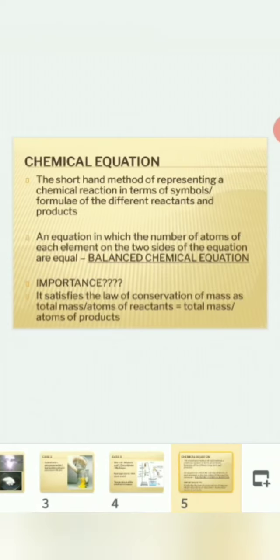What is a chemical equation? The shorthand method of representing a chemical reaction in terms of symbols and formulae of the different reactants and products. A balanced chemical equation is an equation in which the number of atoms of each element on the two sides of the equation are equal. What is the importance of a balanced chemical equation? It satisfies the law of conservation of mass, as total mass or atoms of the reactants is equal to total mass or atoms of the product.